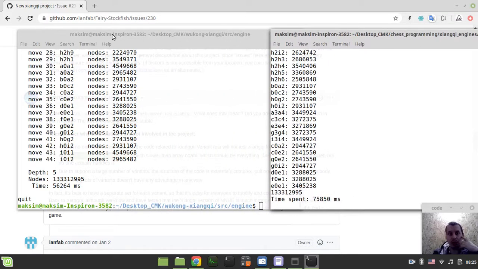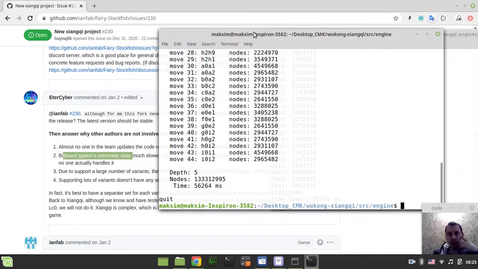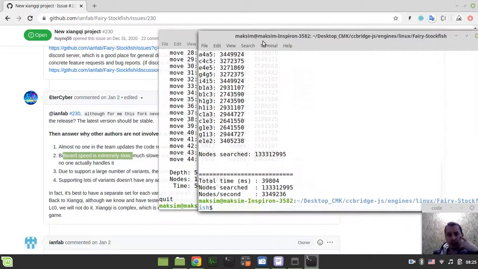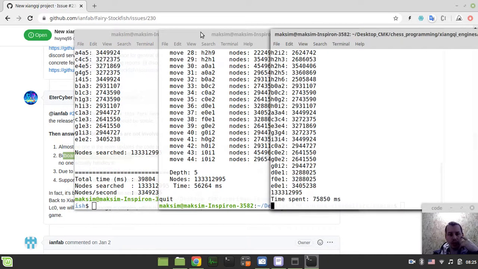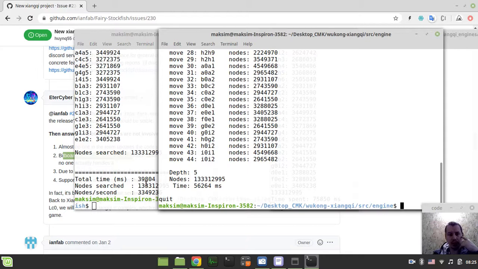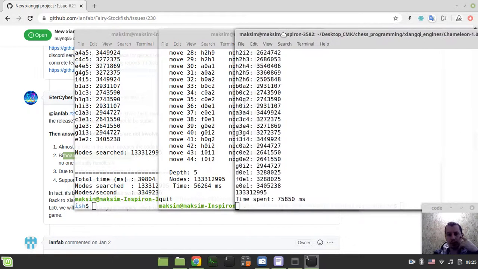So here are the perf results, basically. I just open the third one, just to showcase them all together, literally. So we have 1, 2, and 3 here. Chameleon is the slowest one, then goes Wukong, here it is, and finally Fairy Stockfish. Fairy Stockfish is the fastest so far. So this is it, guys. It's really something to think about, I believe.